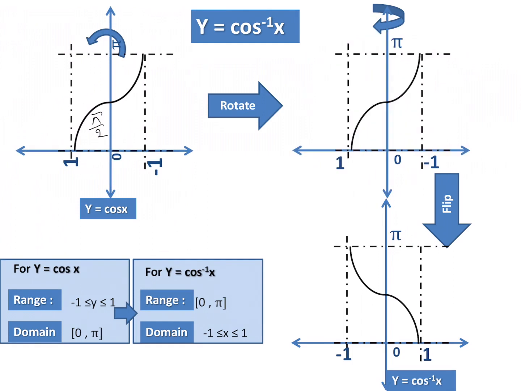Then the next step is to flip the graph. So, again the problem is that -1 is on this side and +1 is on this side. Now, we are going to flip this graph again. So, when you flip the graph, this is the final graph that we will get. This is the y equal to cos inverse x function.